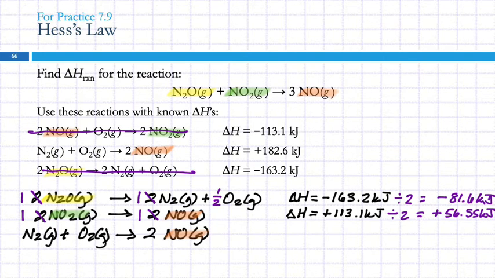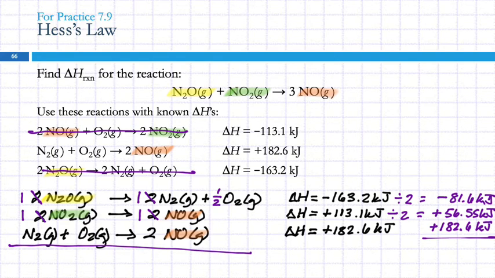Did I do anything to delta H? Well, did I do anything to the equation? I didn't. I wrote the equation the same way it was, so I write that the same way it was. So this is still plus 182.6 kilojoules. So if I go to add these guys up now, here I have 1 mole of nitrogen being produced, and here's 1 mole of nitrogen being used up. So those guys negate each other.